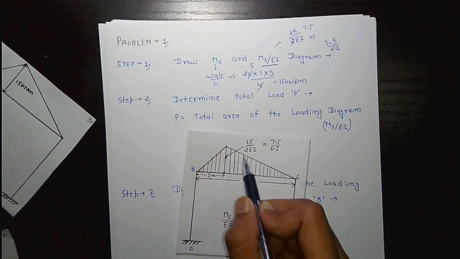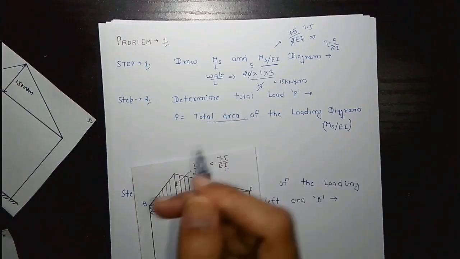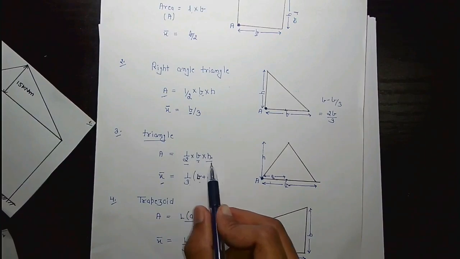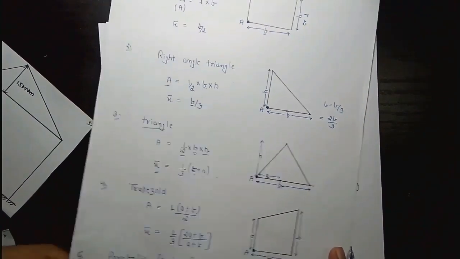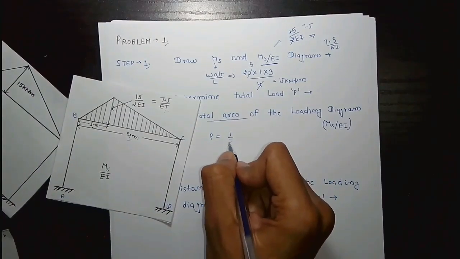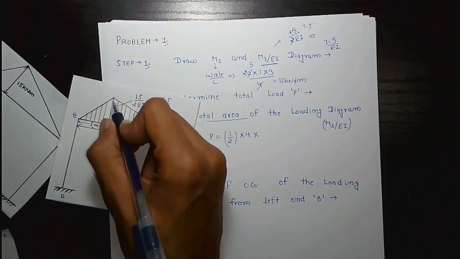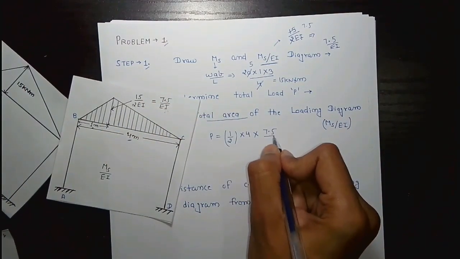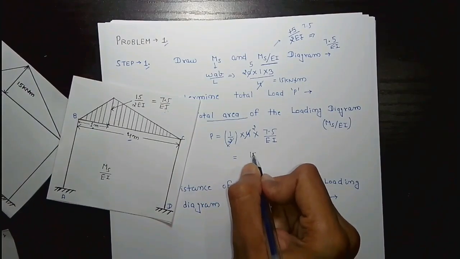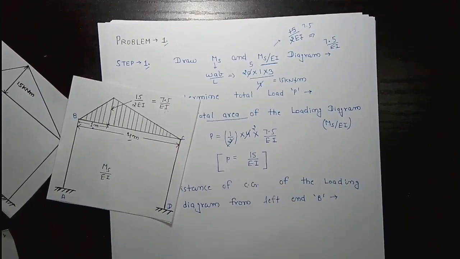So this is the triangle, and the total area of the triangle is half of breadth into height. So P will be half of the base 4 meter and height 7.5 divided by EI. So it will be equal to 15 divided by EI, the total load P.